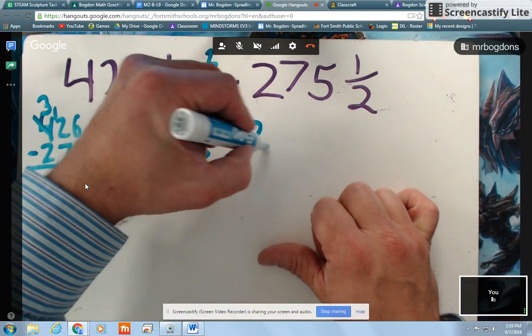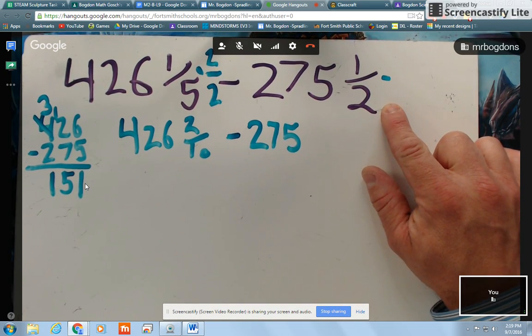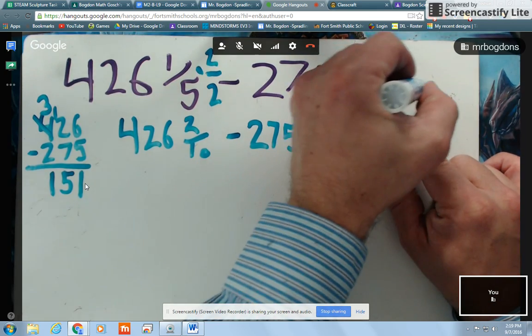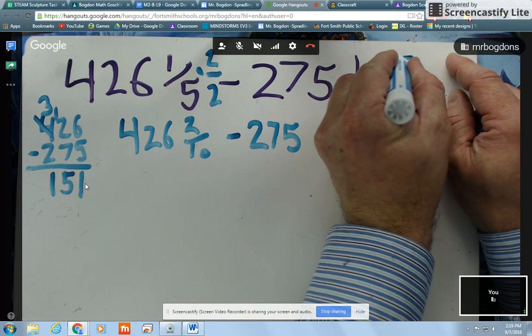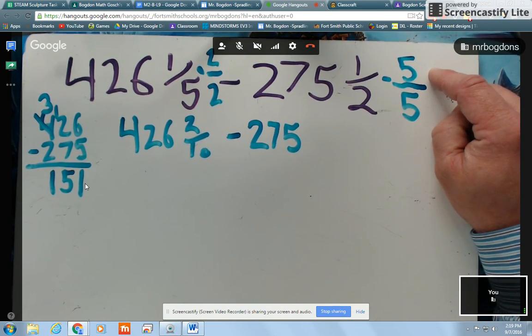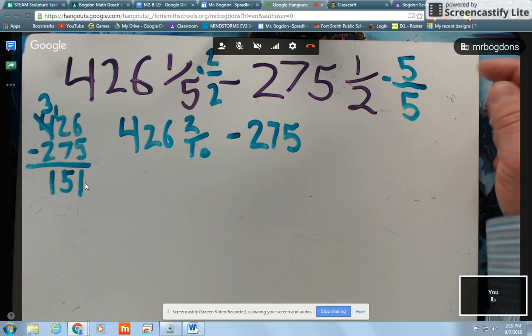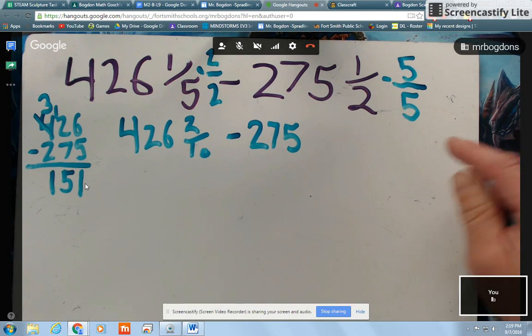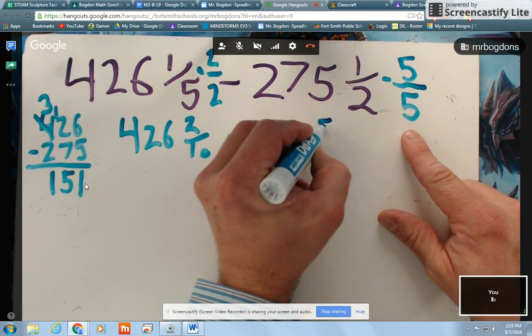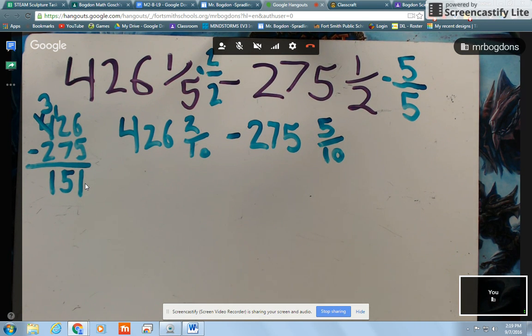Let's look at 275 and 1/2. What do I have to multiply the denominator by to make it equal 10? So if I multiply the bottom by 5, I also have to multiply the, I love that you say numerator. Now when I multiply by 5/5, what is 5/5 equal to? 1. If I multiply any number by 1, am I changing it? No, I'm saying I have 1 of that many number. So my new fraction becomes 5/10.